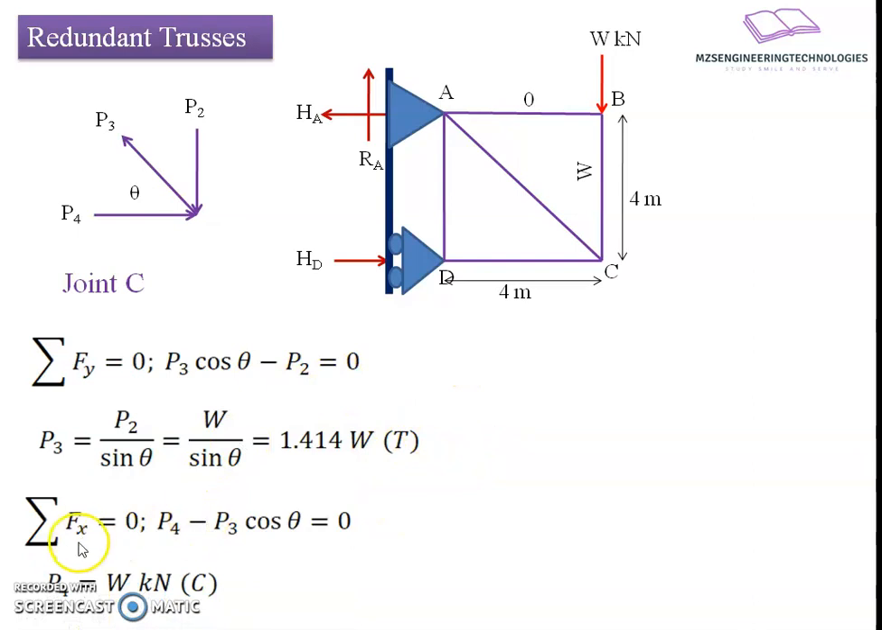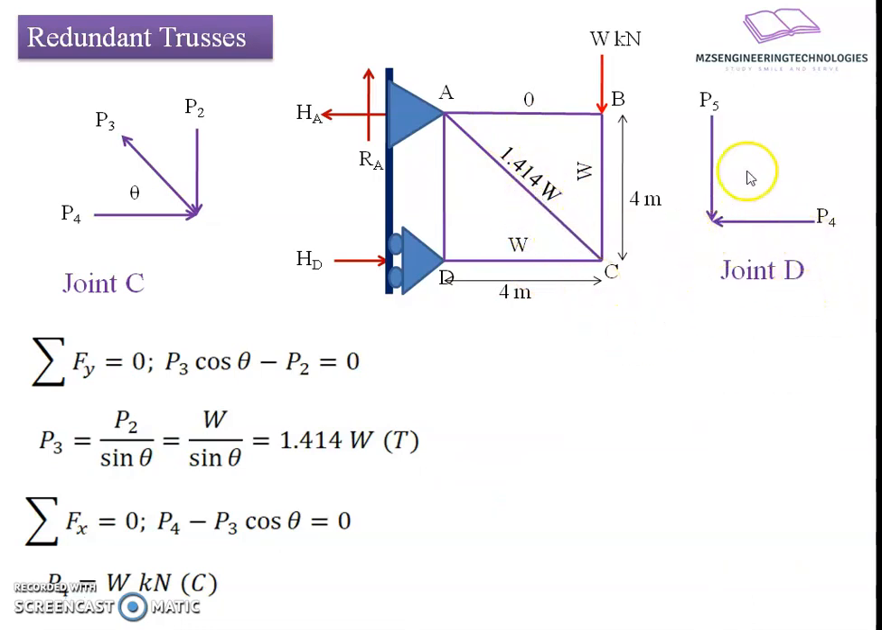Whereas if I apply a static equilibrium equation for the forces in horizontal direction, we get P4 minus P3 cos theta, meaning the component of P3 along the horizontal direction moving towards the left-hand side is negative, resulting in the value of P4 as W kilonewton, compressive in nature. Now once we know these forces, we'll mark the forces on the members on the figure for ready reference, and we'll move towards another joint.